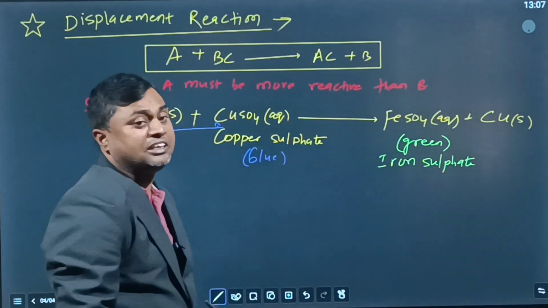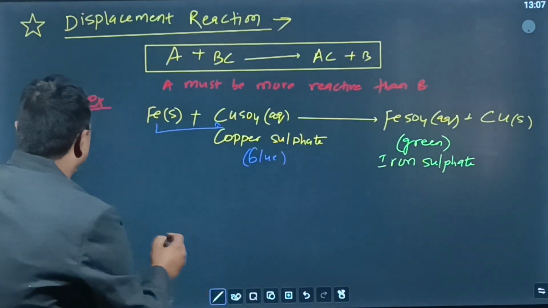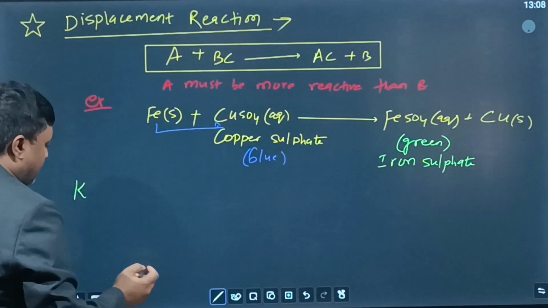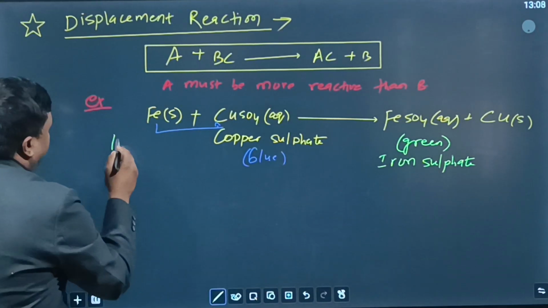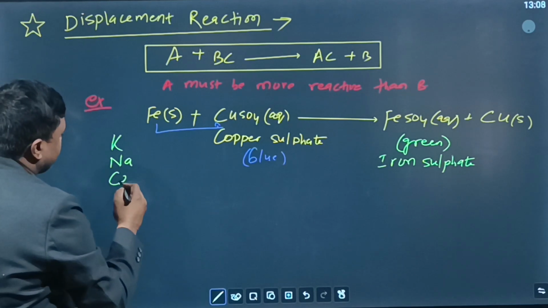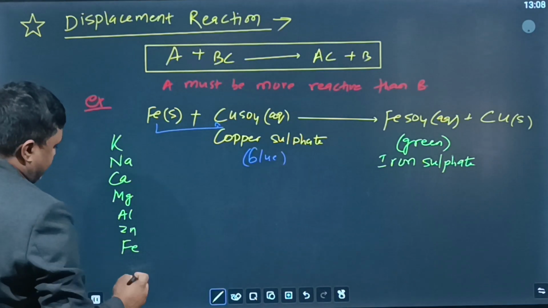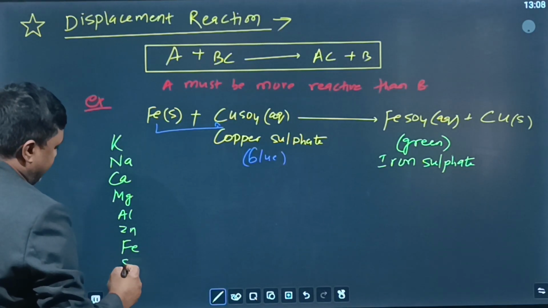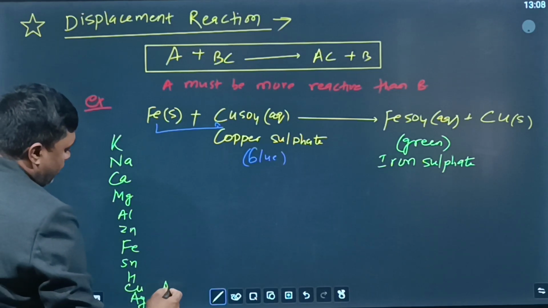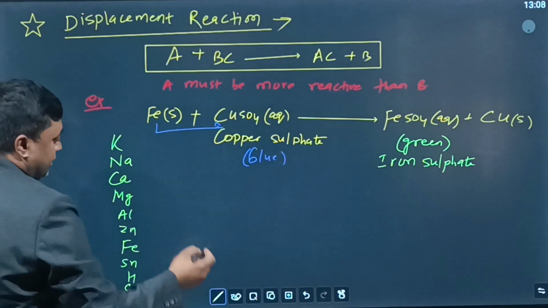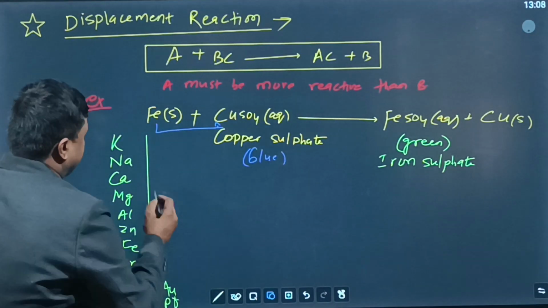Being a good student, you should remember the reactivity series, then you can easily identify whether the reactions will happen or not. In the reactivity series, potassium is the most reactive element. Potassium most reactive, then sodium, calcium, magnesium, aluminium, zinc, iron, tin, hydrogen, copper, silver (Ag), gold (Au), and platinum (Pt). This is the order of reactivity, children. From top to bottom, reactivity decreases.